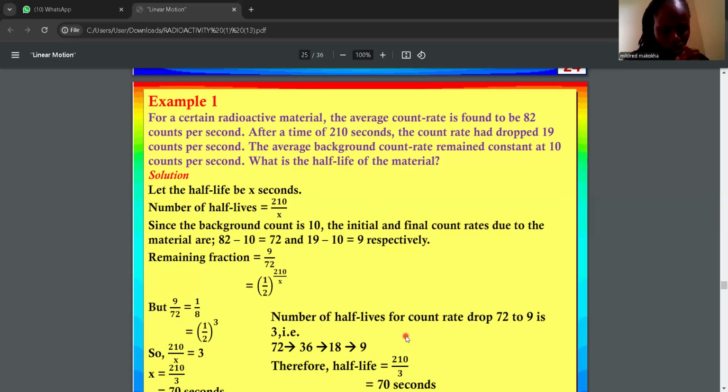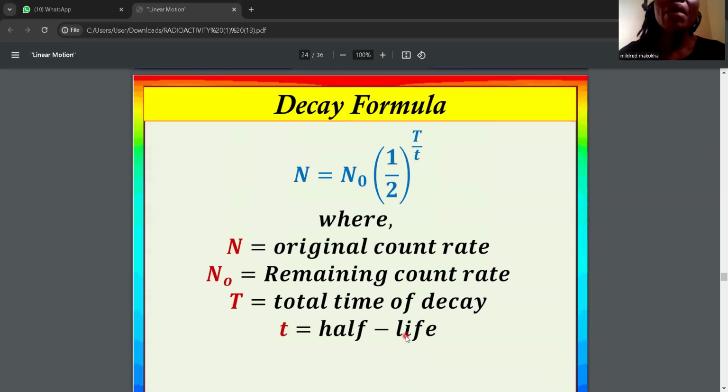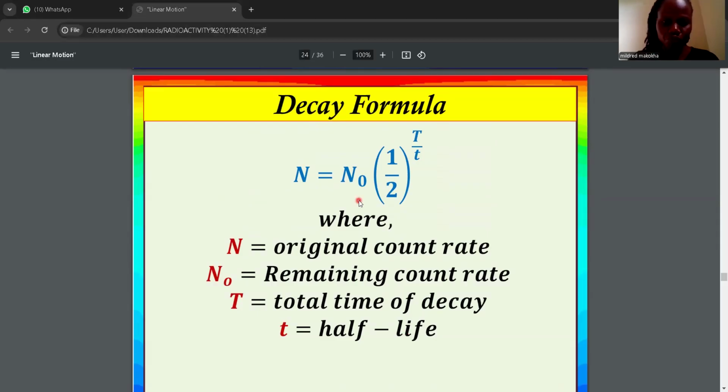Then, let's continue. If we are to use the formula that we had above, then our N will be 9. I want you to do that substitution very fast. Our N will be 9. That is the remaining count rate. Our N naught, the original one, was 72. So 9 is equivalent to 72.